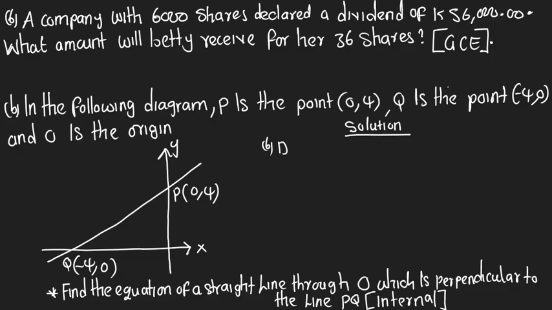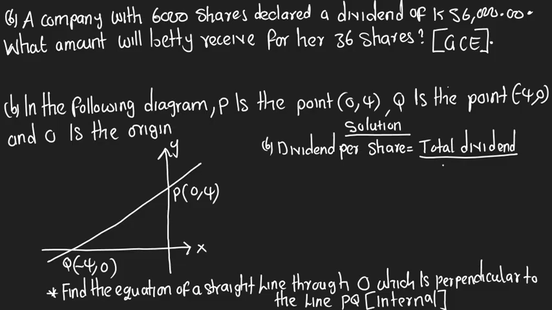Okay? So dividend per share is going to equal the total dividend over total share. Okay? Just this. Dividend per share is equal to total dividend over total share.